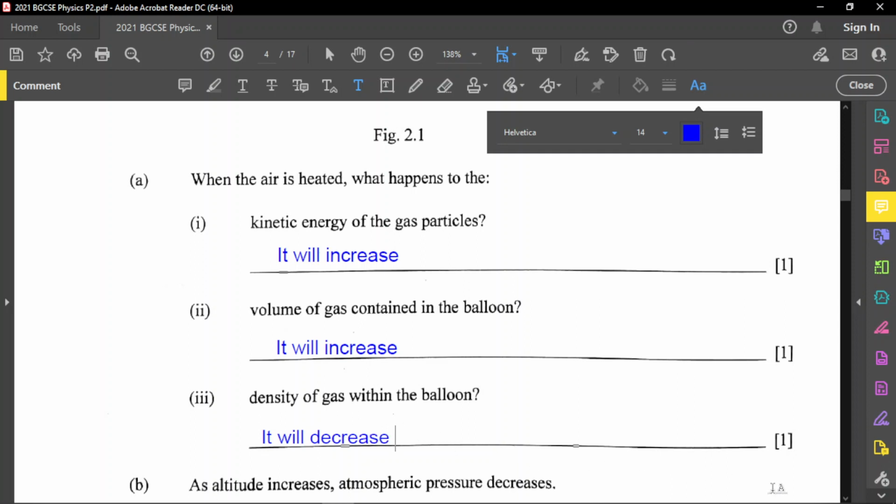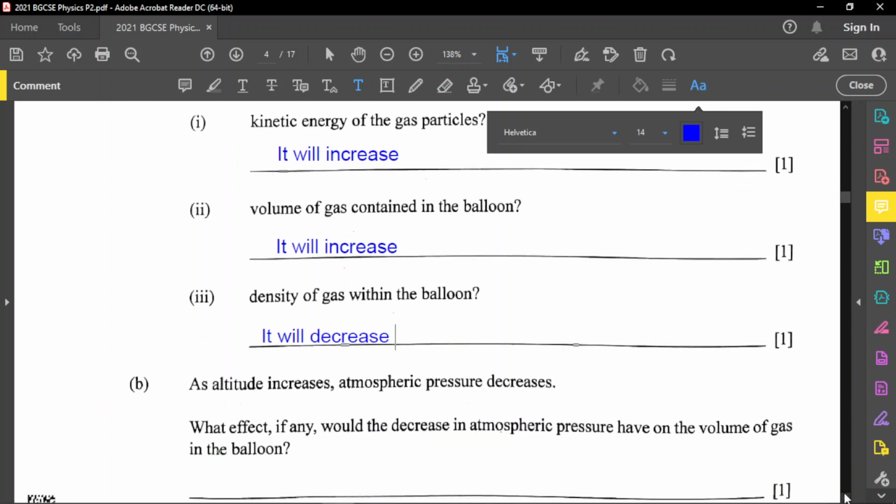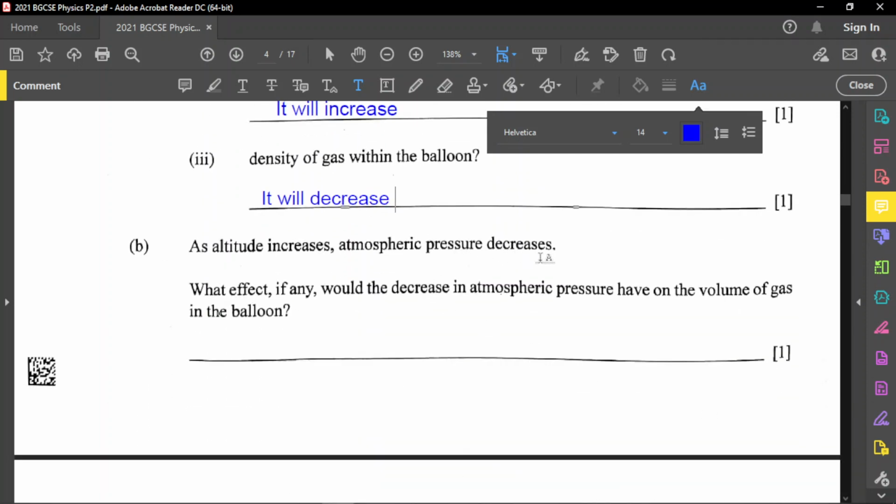All right, let's go to part B now. Part B says as altitude increases, atmospheric pressure decreases. So as you go higher, the atmospheric pressure will decrease. It asks what effect, if any, the decrease in atmospheric pressure would have on the volume of the balloon. If you have less pressure on the outside, then as pressure decreases, the volume will increase, because with less pressure on the particles, they can move more freely apart from each other. So therefore, it will increase.